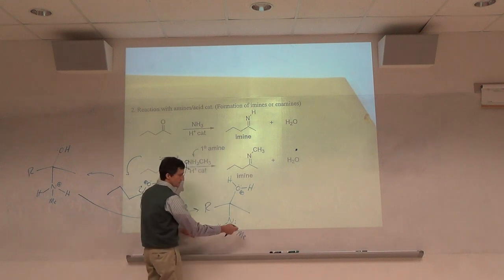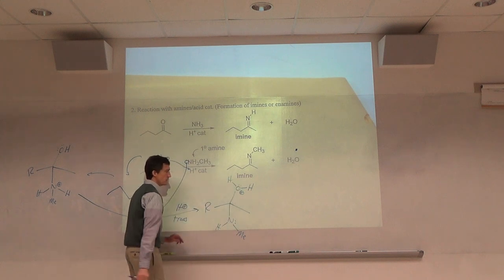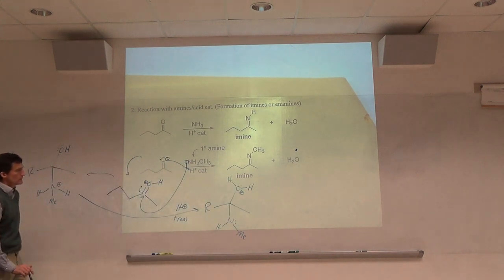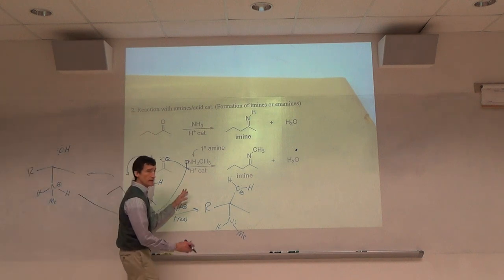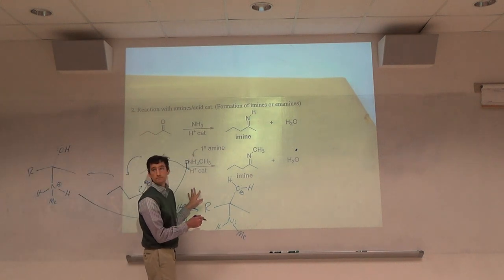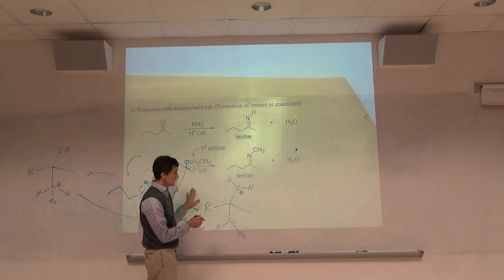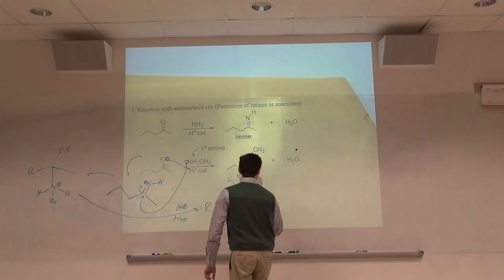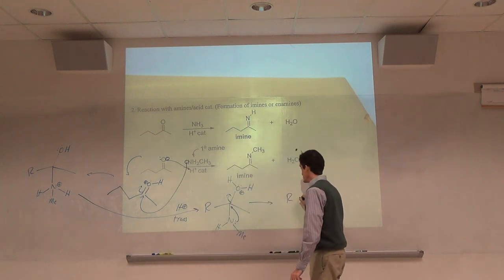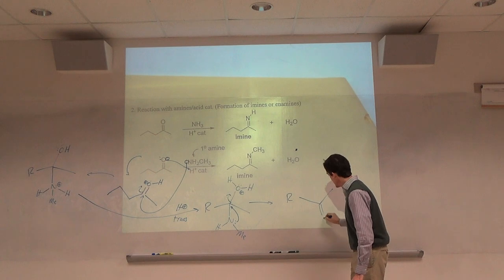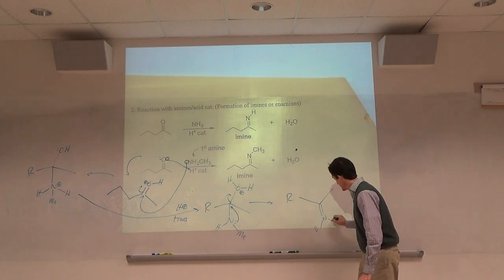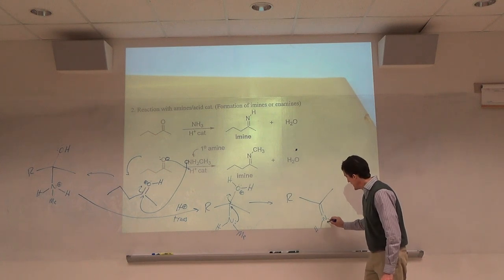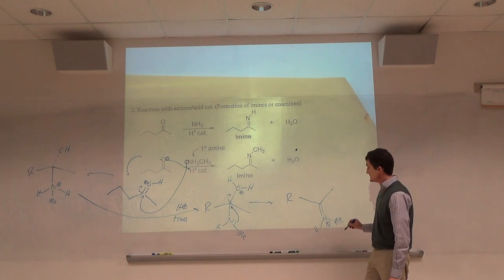Basically, take the H plus off of this lone pair and put it on one of those lone pairs. Give us something like this. What do you want to do next? Okay, let's try that. Double bond an N with an H and a methyl, and that's a charge.